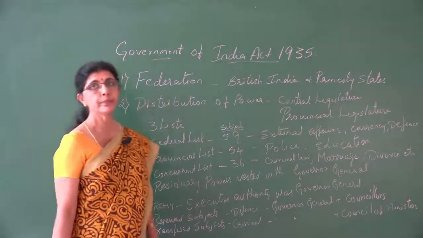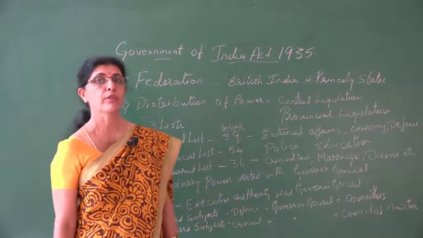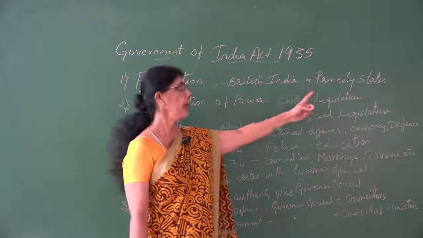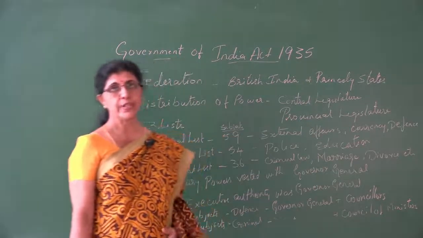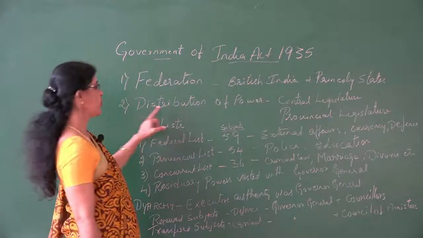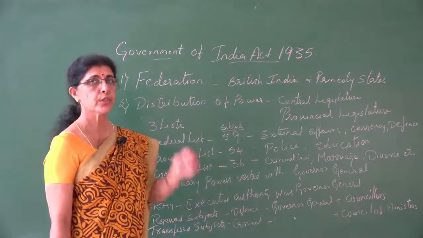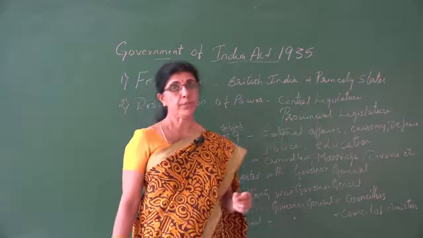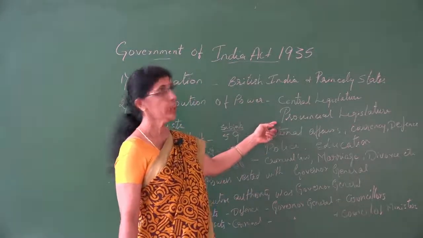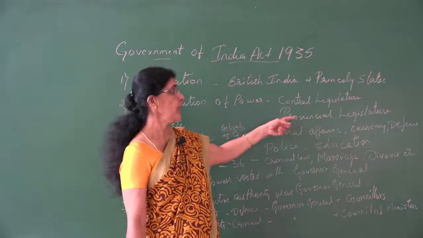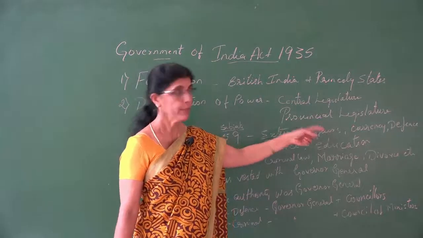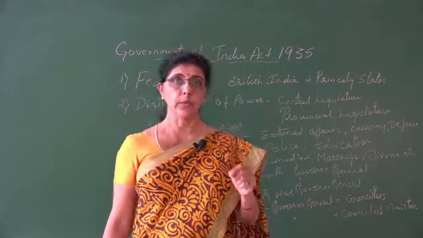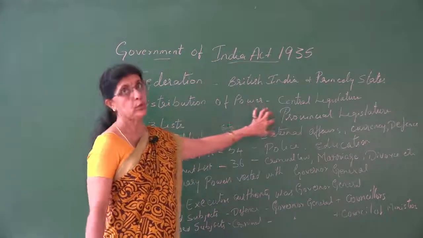The first one is the federation. The policy of federation is two governments: one government for British India and another for the princely states. Next is distribution of power. Distribution of power to both the governments, British India as well as the princely states, had to be done with two legislatures, the central legislature and the provincial legislatures. When they divide it, it has to be in writing, in black and white. That will avoid a lot of conflicts.